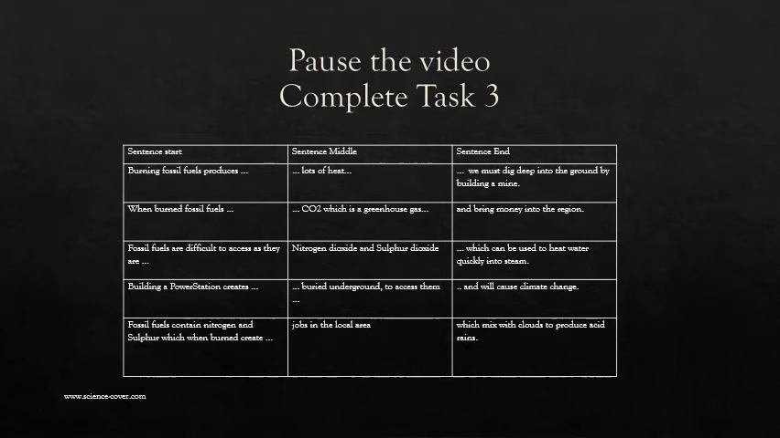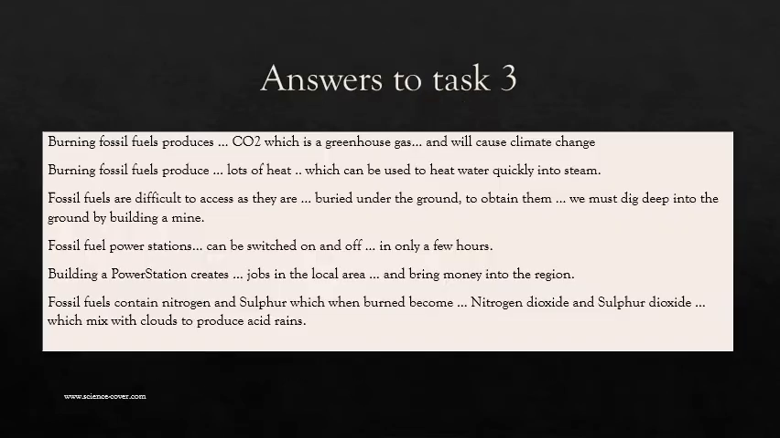Now pause the video and complete task 3. Let's have a look at the answers to task 3. Burning fossil fuels produces CO2, which is a greenhouse gas, and will cause climate change. Burning fossil fuels produces lots of heat, which can be used to heat water quickly into steam.